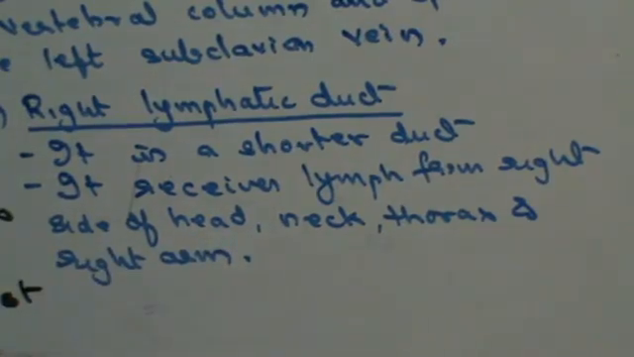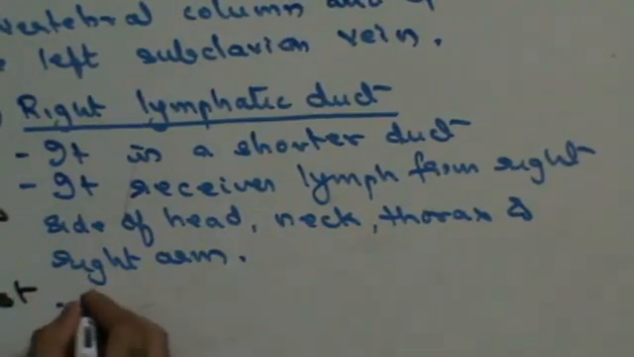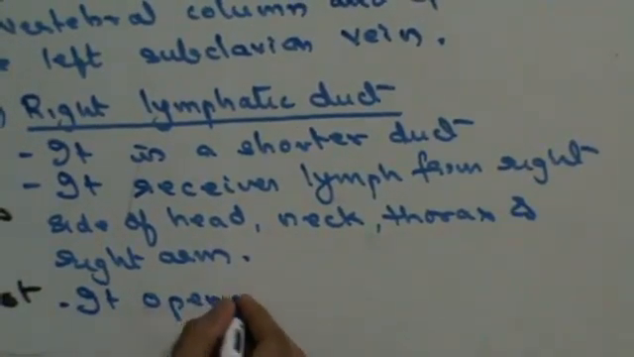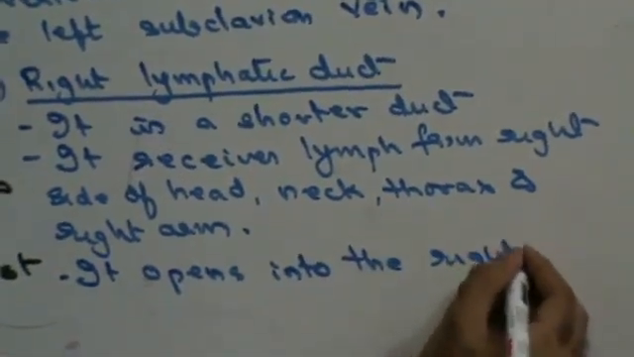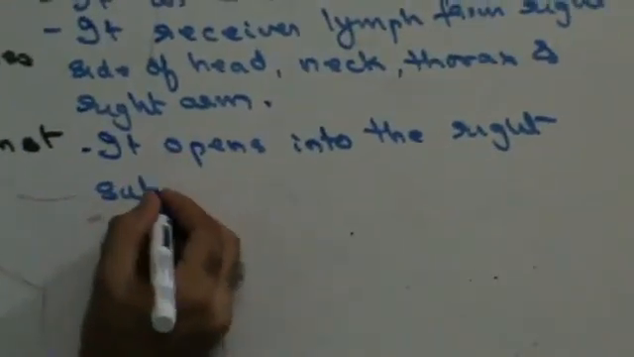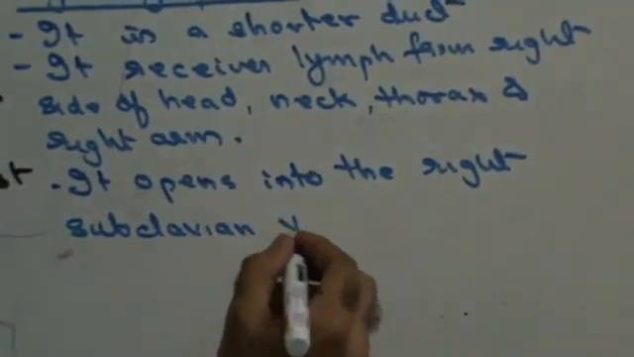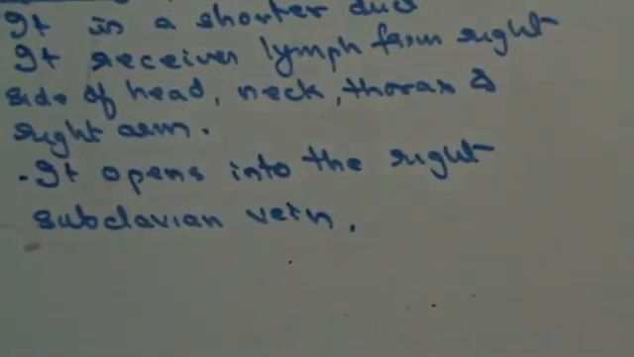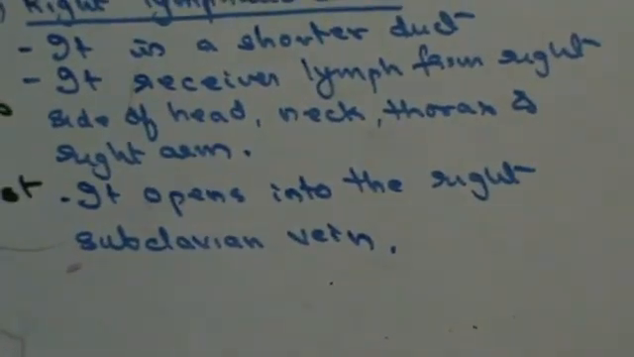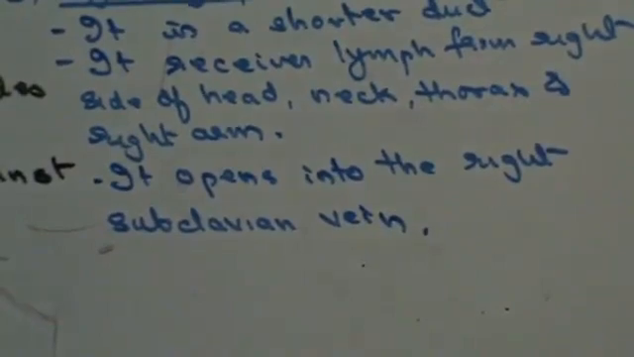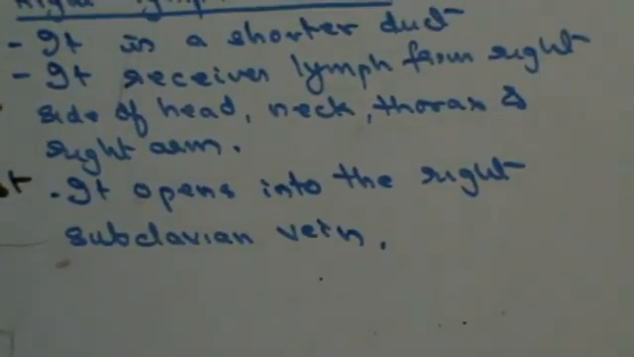Right? It opens into the right subclavian vein. So that's my right lymphatic duct. Now the lymphatic system is made up of lymph capillaries, lymph vessels, thoracic duct, right lymphatic duct, and it is also made up of the lymph nodes.